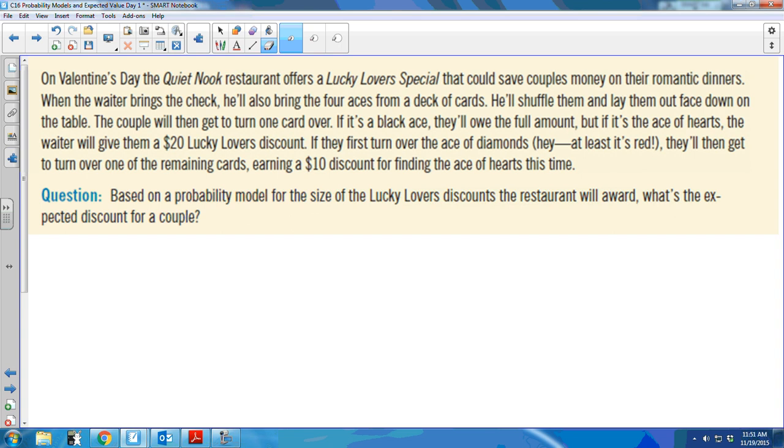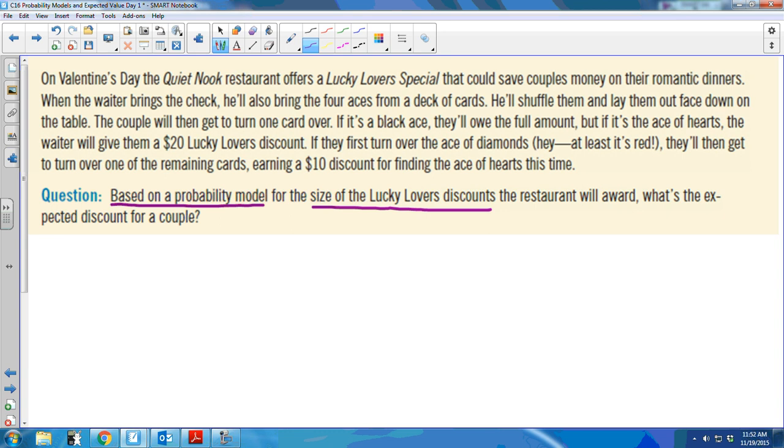I have a very specific set of things that could happen. It says model, so I'm going to make a probability model here in a second. For the size of the Lucky Lovers discount, it's important to understand what your model should look like. The restaurant wants to know what the expected discount for a couple is. We'll go back and talk about expected discount in a second. I just want to do the model.